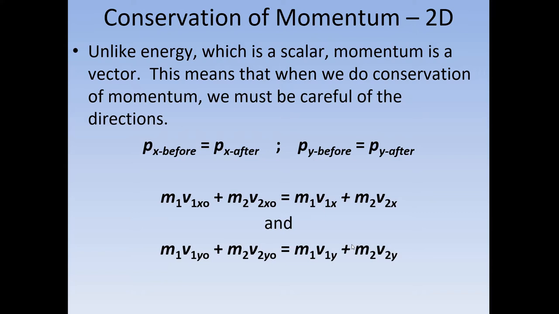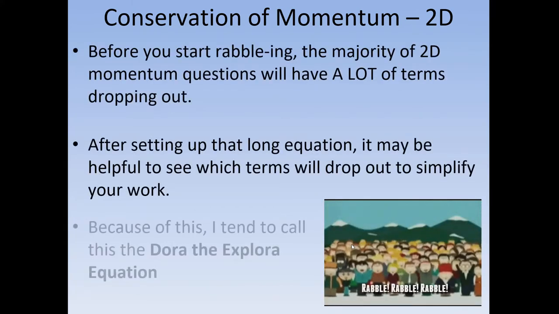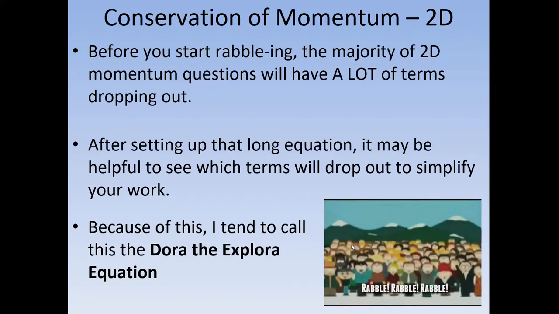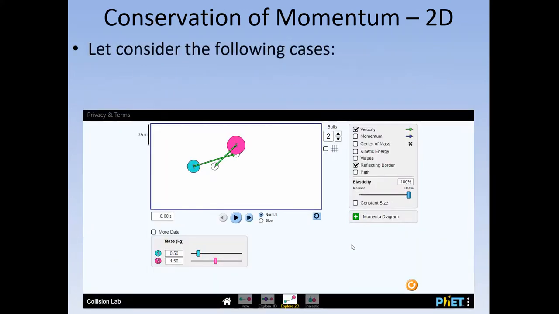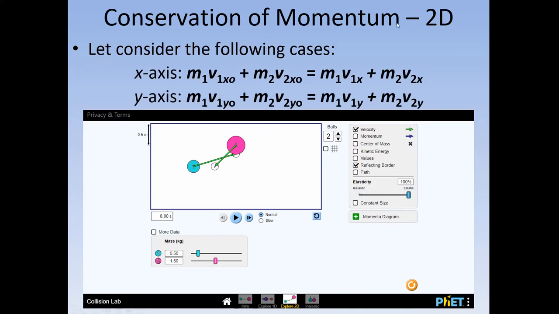And most of the time, if you're doing a two-dimensional setup in this AP course, it is more likely than not that you're going to be seeing a problem where a lot of these terms are going to drop out. So I actually jokingly call this the Dora the Explorer equation, because essentially when you go through the equation, you're going to ask yourself, does this go to zero? Does this go to zero? And you'll find that a lot of terms drop out because we're going to be doing very simplistic setups for two-dimensional motion. All right. So I just want to give you an example of what I mean by that.